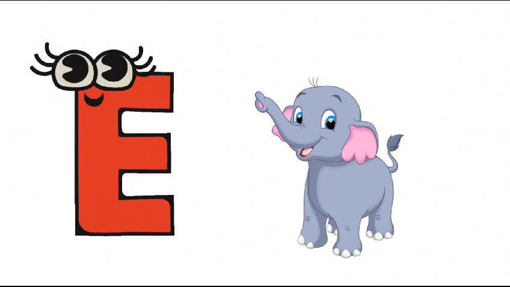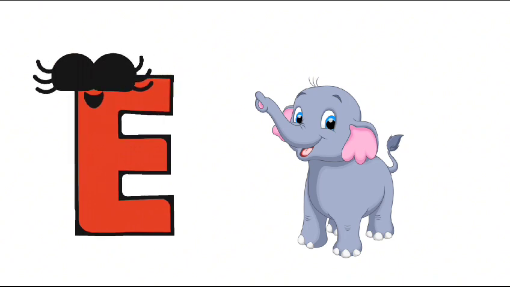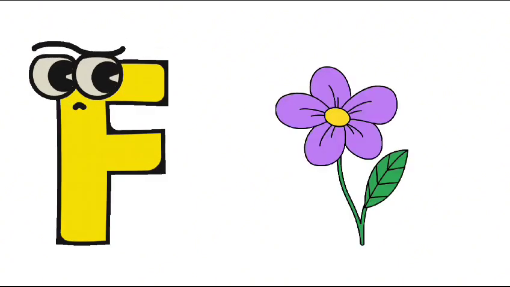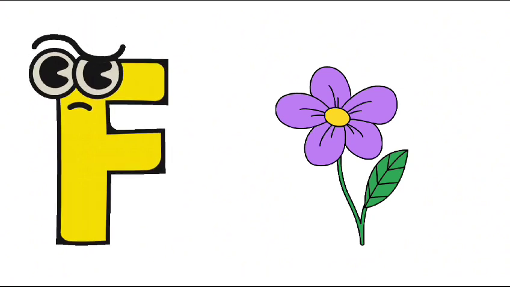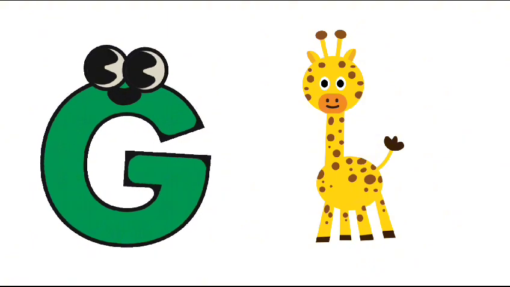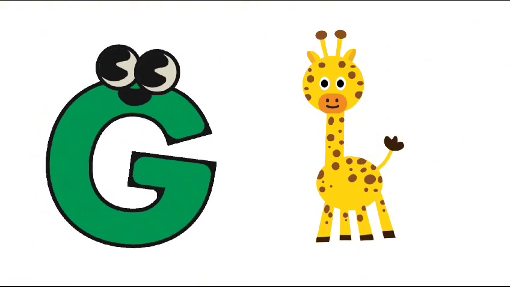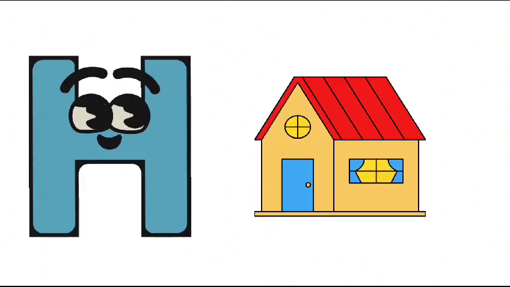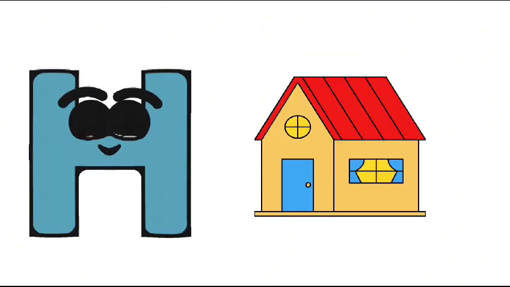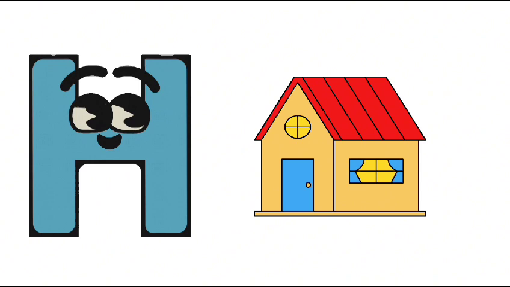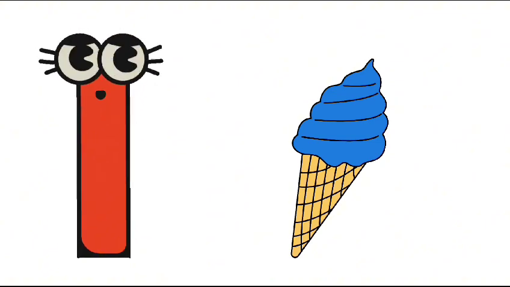E is for elephant. F is for flower. G is for giraffe. H is for house. I is for ice cream.